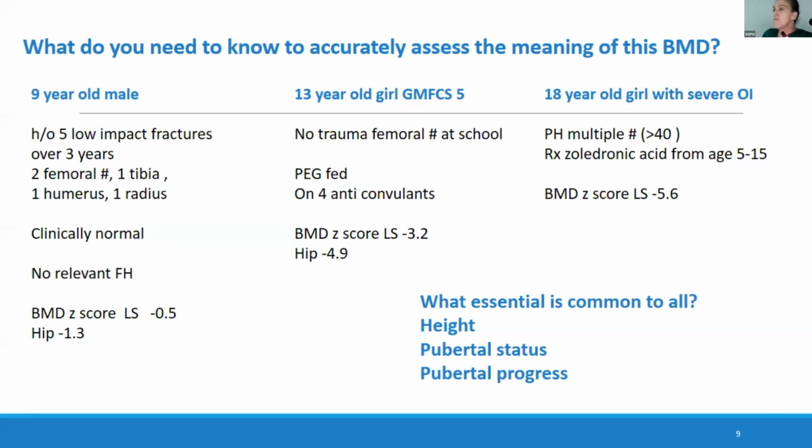On the right, that Z-score of minus 5.6 in a girl who's had 40 fractures, she's probably only about 120 centimetres high if she's lucky. So it's not really minus 5.6. You have to adjust for height. For the severe cerebral palsy girl, her lumbar spine is low because she hasn't gone through puberty. And for the 9-year-old boy, he's very tall. That means that the bone density, which is minus 0.5 compared to a normal child, might be minus 2.5 for a tall child. So without that data, you can't interpret things at all.